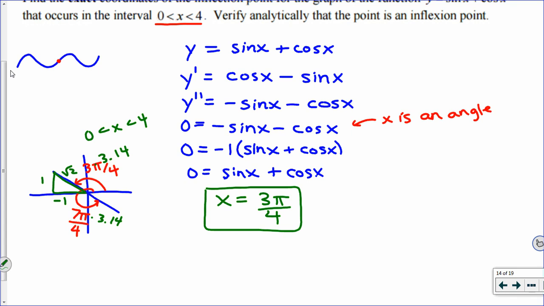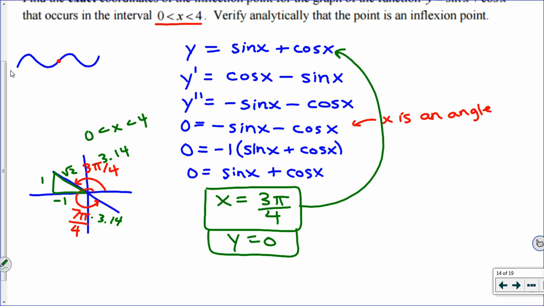So that's the x-coordinate. It also wants the y-coordinate because it did say exact coordinates, meaning once you found x, plug it back in to find y. And we always plug back into the original function to find a y value. Well, when we plug that into the original function, we can see it's the sine of 3 pi over 4 plus the cosine of 3 pi over 4, which we know is 0. That's how we actually got here. So y is going to be 0.